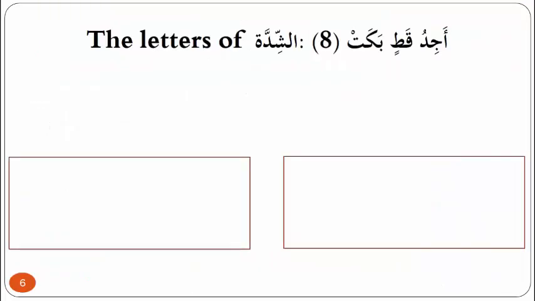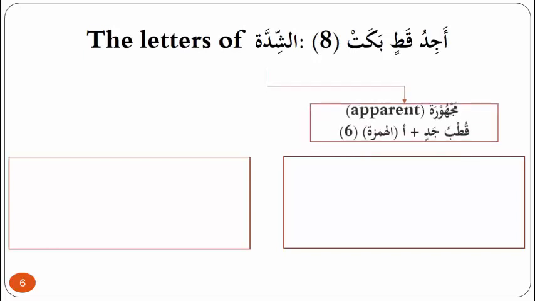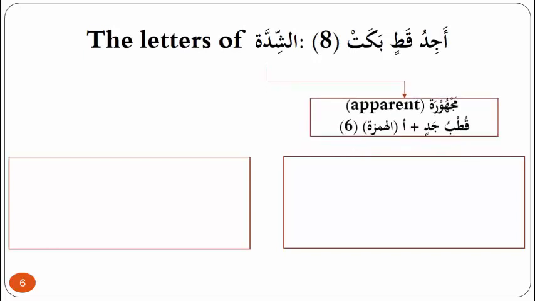The letters of shiddah. Ash-shiddah, they are 8, and they are found in ajidu qatin bakat. As I said, this means I find a crying cat. Ajidu qatin bakat. Remember them. Now there are two categories to this. There are majhura, and we did jahar. Remember jahar, majhura. What is jahar?